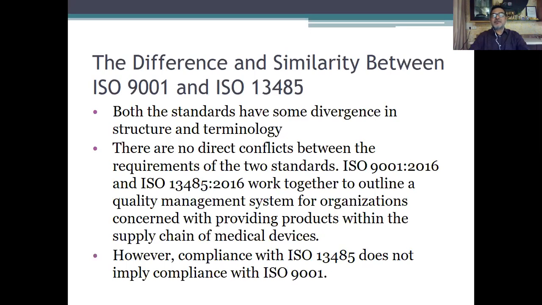One of the biggest differences between the two standards begins with the scope statement. The scope of ISO 9001 defines it as a general and generic standard for all quality management systems, while the scope of ISO 13485 is specific to the medical device sector and those related services.